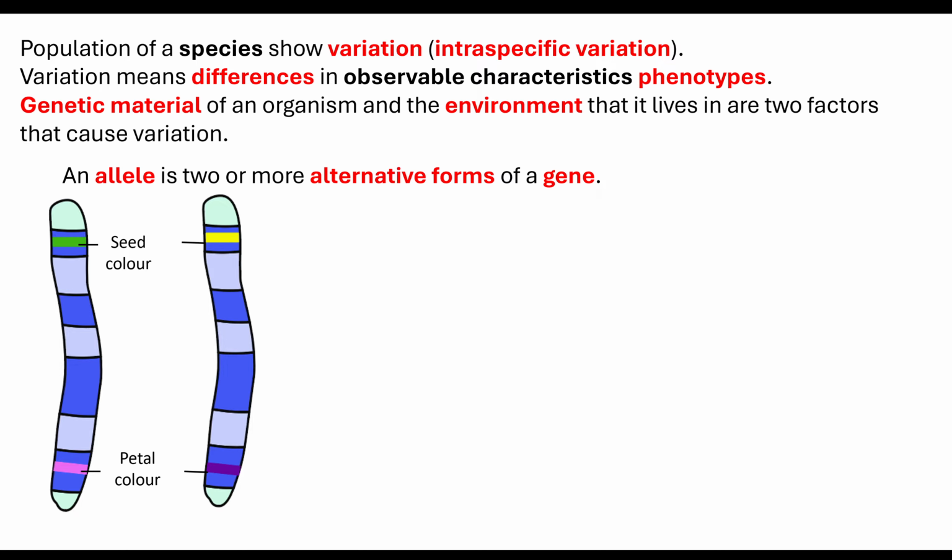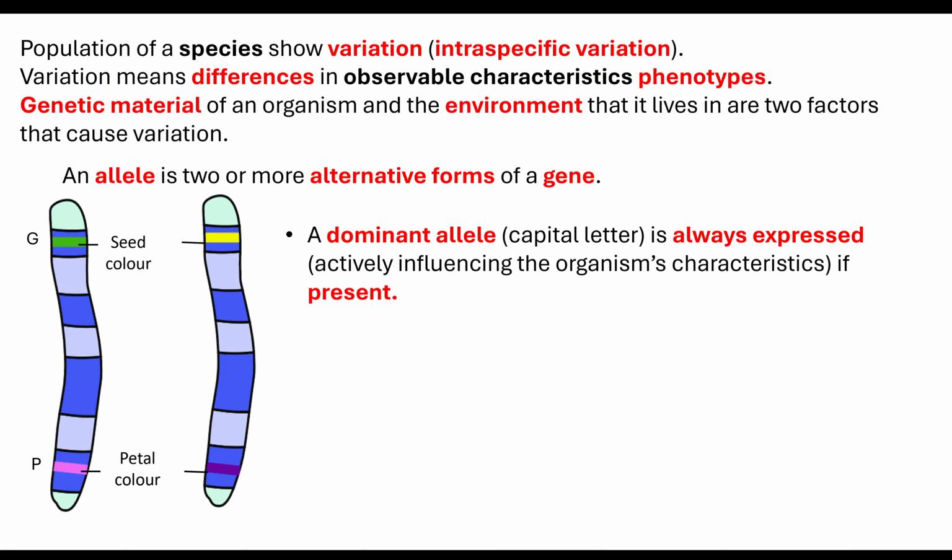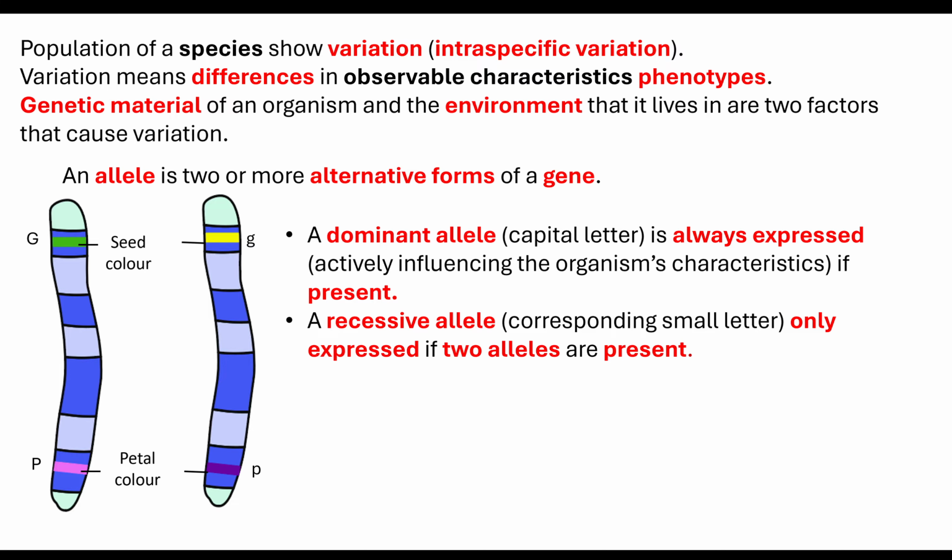Now, the next thing we need to understand is that because we have different versions, alternative forms, we can have what's known as a dominant allele that we represent with a capital letter. That dominant allele, that sequence of DNA bases, is always going to be expressed. And what we mean by being expressed is that it is actively influencing the organism's characteristic. So if we have a dominant allele, we represent it with that capital letter. If we have a recessive allele, we would use a corresponding small letter.